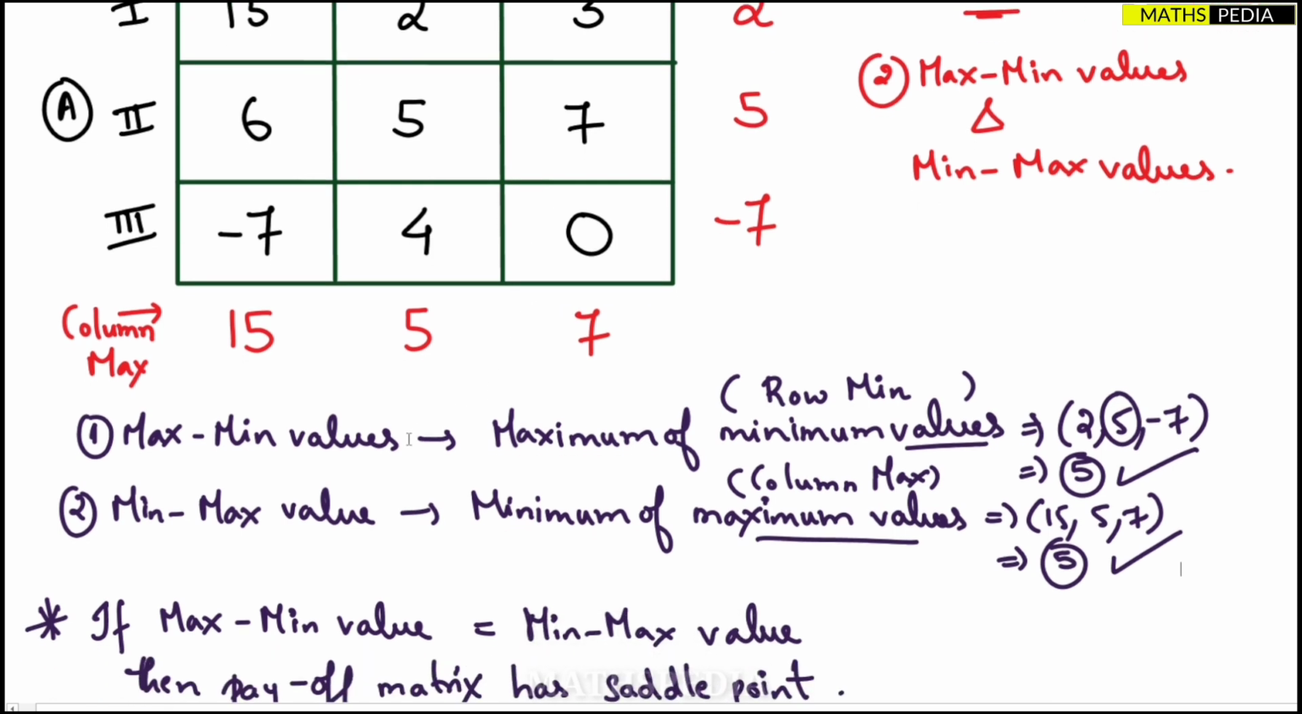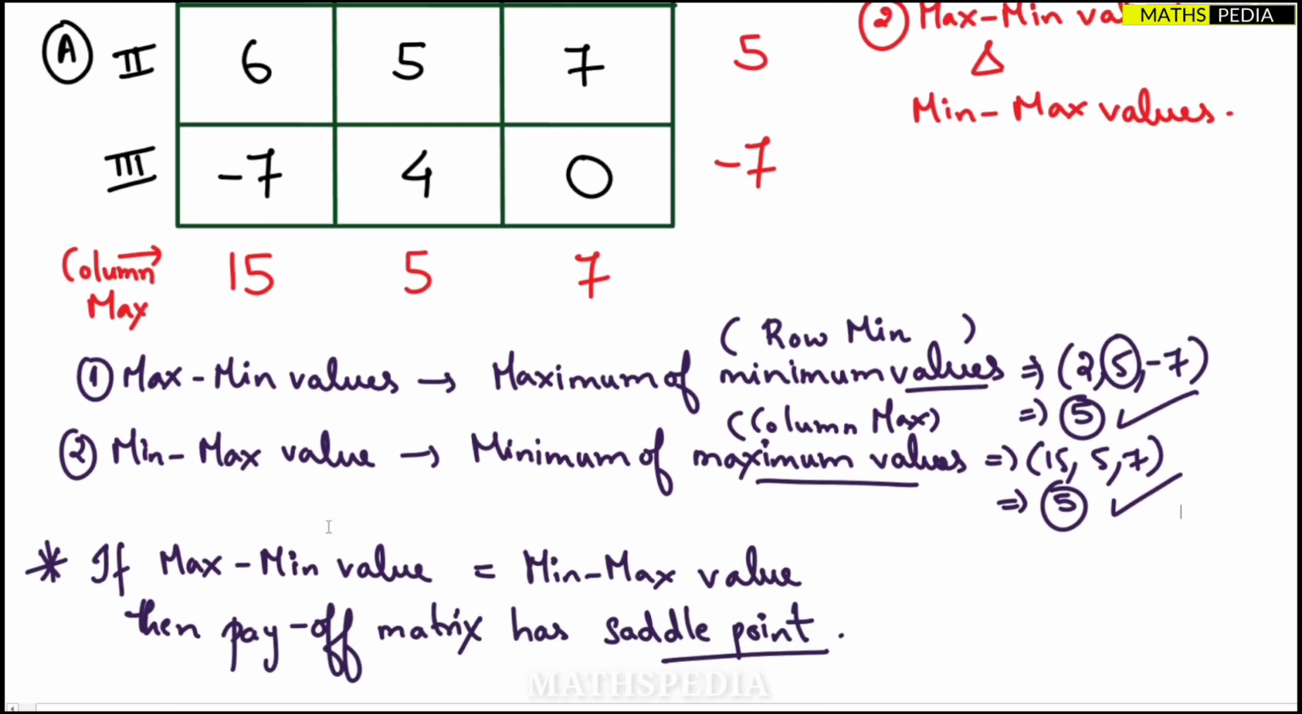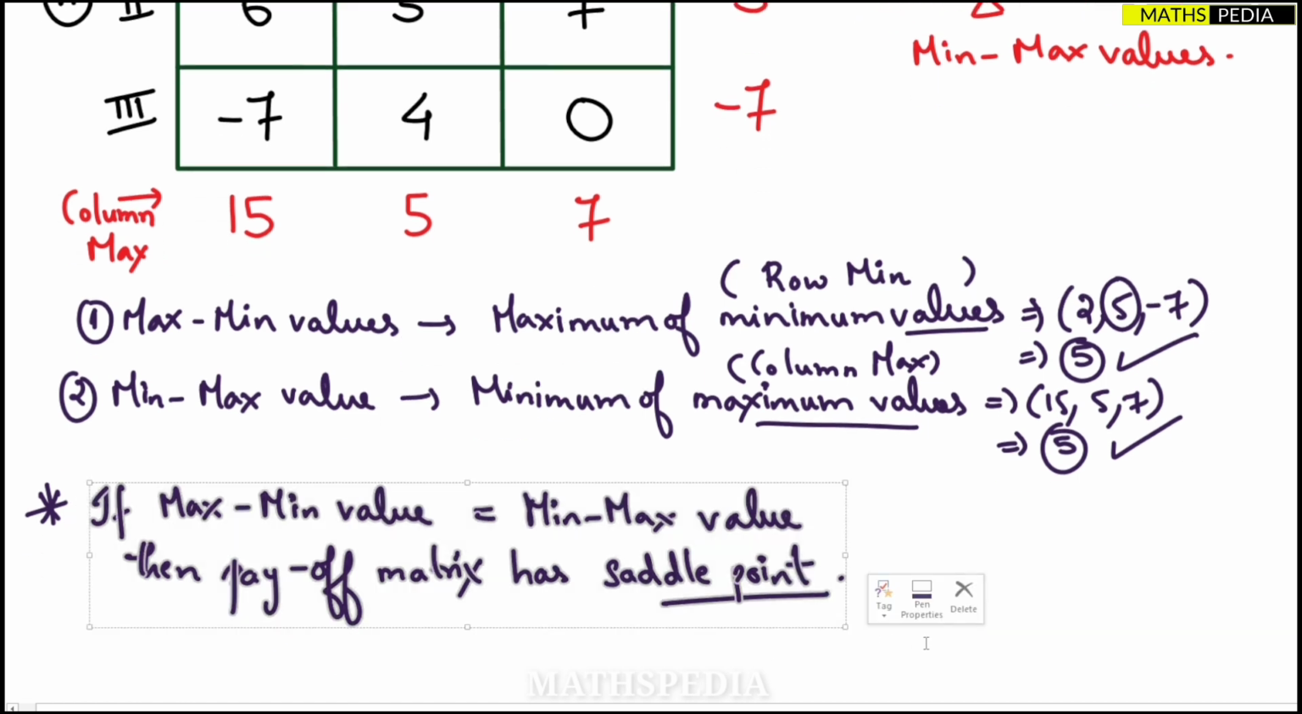I hope you are not getting any doubts. The simple thing is that if they are equal, then there exists a saddle point. The condition is this one, a very important condition. Okay, next, now we have got the saddle point. What does the saddle point give? Now the saddle point we got is 5.